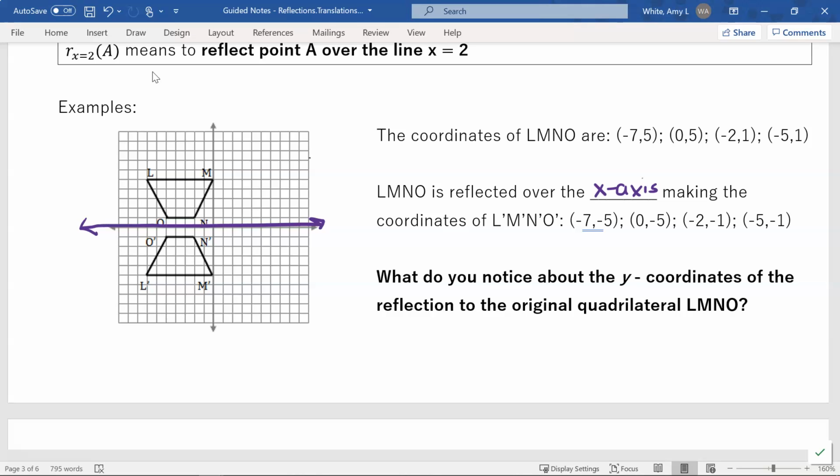And let's look at our coordinates. If we notice our y values, I went from 5 to negative 5, 5 to negative 5, 1 to negative 1, and 1 to negative 1. Each time, we notice that the y coordinates are changing sign. Which makes sense. If we look at what's happening, the point is changing along our y-axis, going from the positive y-axis to the negative y-axis.